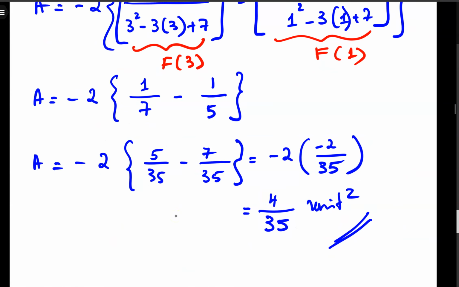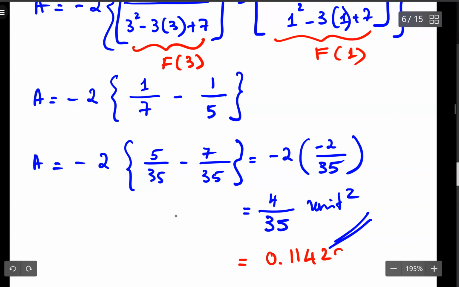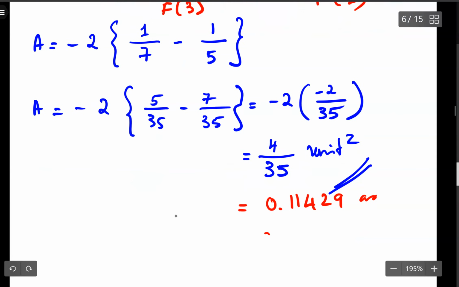If you want to express your answer as a decimal, it should be equal to 0.11429, as a decimal notation.